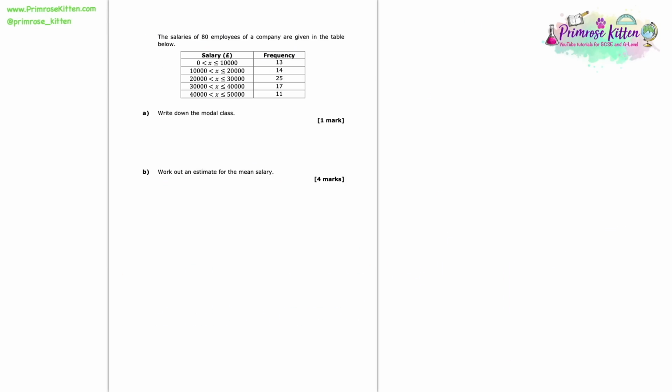So the salaries of 80 employees of a company are given in the table below. So we've got this nice little summary table and we're asked to write down the modal class. So what we need to know here is that the modal class is the most common interval. So what we need to do is to go and have a look at this table and find which one has the highest frequency. So I can see that the salary range between £20,000 and £30,000 is the most frequent and therefore the most common. So that is the modal class.